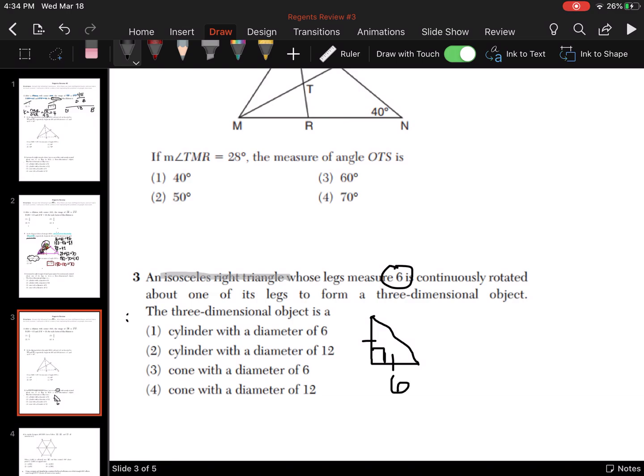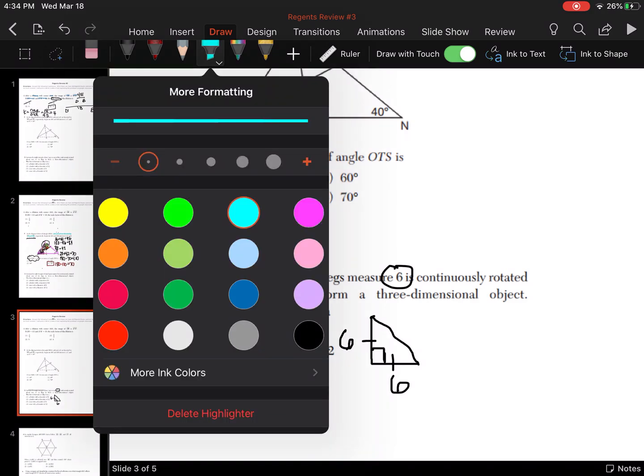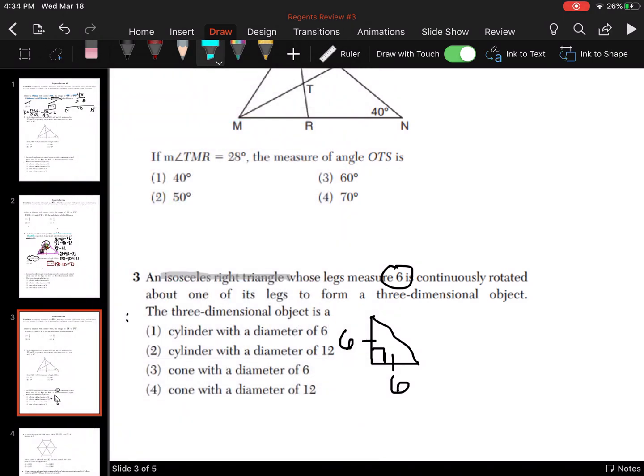Actually, it says whose legs measure 6, and because it's isosceles, both of them are going to be 6, is continuously rotated about one of its legs to form a 3-dimensional object. Okay, so we're going to rotate this. I'm going to highlight what we're rotating around. It doesn't matter which one you rotate it around because they're the same legs. So I'll rotate it around this leg, which means that leg does not move.